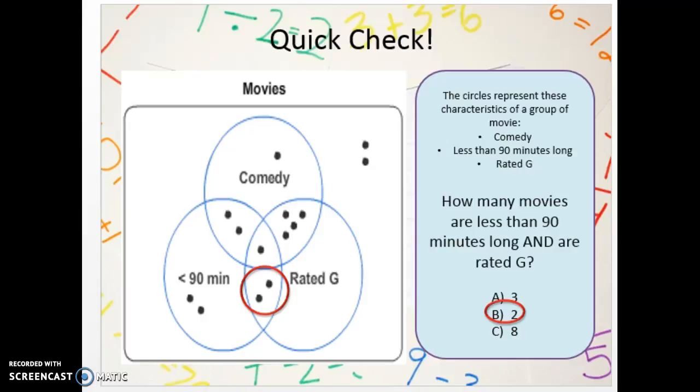We can see that we have 2 movies that are less than 90 minutes long and rated G. Here we have 3 circles that are overlapping. So there's 3 overlaps that include 2 circles, and 1 in the very center that actually means all 3 are coming together. If we look at just the 2 circles that include less than 90 minutes and rated G, where they overlap, there are 2 data points.